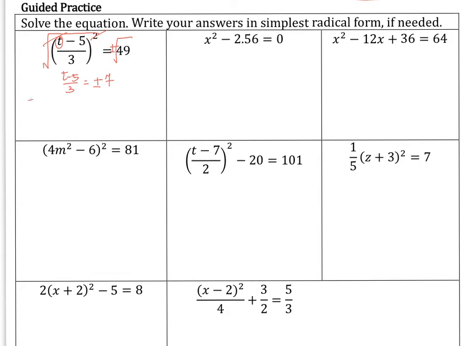Now you have two cases. t minus 5 over 3 equals positive 7, or t minus 5 over 3 equals negative 7. And this would be t minus 5 equals 21, and t equals 26. And this would be t minus 5 equals negative 21, and t will be equal to negative 16.